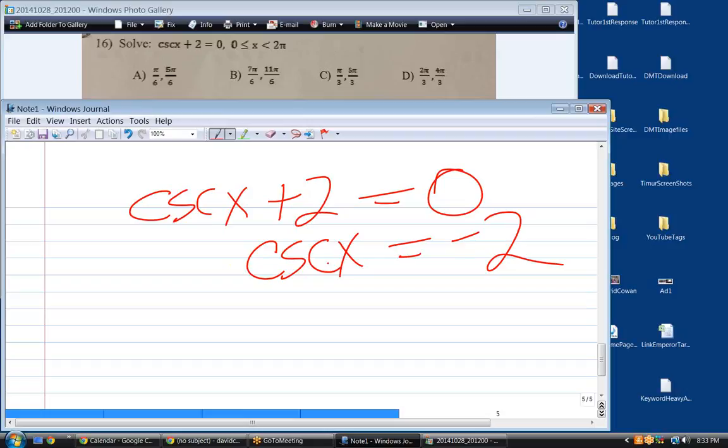The better way to do this, I think, is what's the reciprocal of cosecant? Sine. So if the cosecant of x is equal to -2, what is the sine of x equal to? -1/2. It retains the same sign. In other words, these are reciprocals of one another, and the reciprocal of a number is always the same sign. Okay? So we know that we're looking for this angle where the sine is equal to -1/2. Well, where is that?